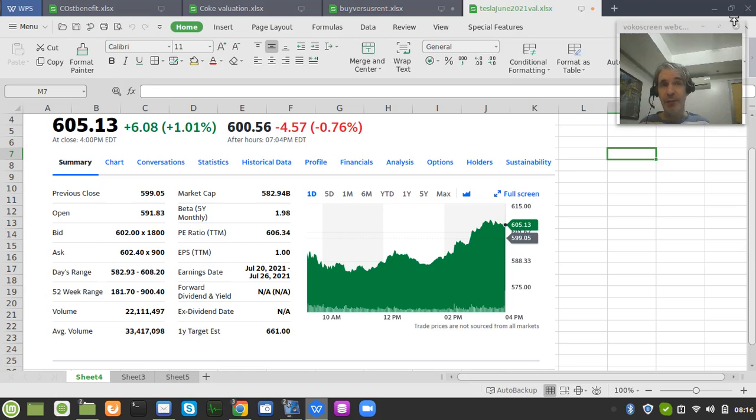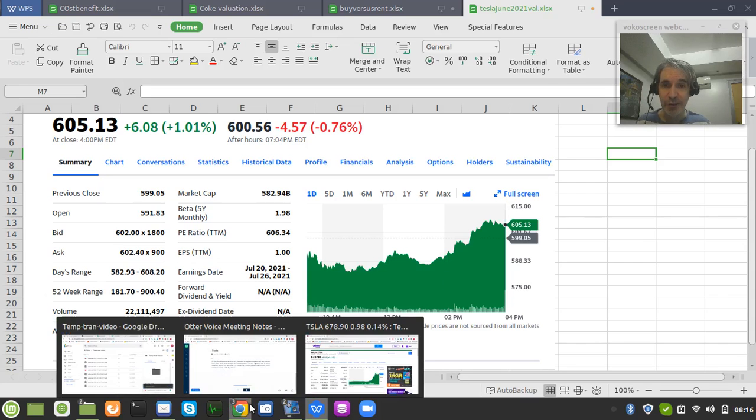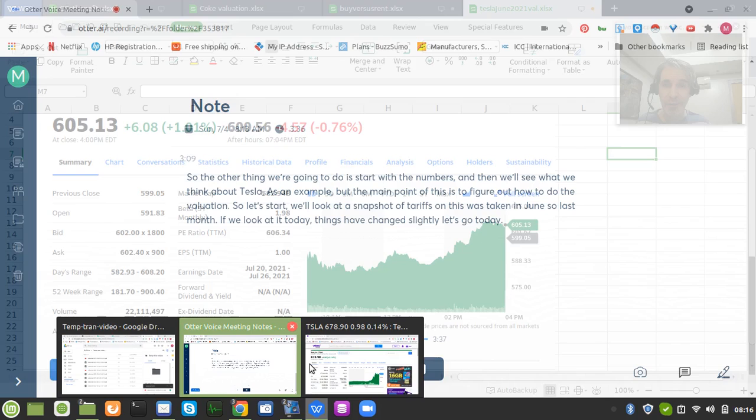The other thing we're going to do is start with the numbers and then we'll see what we think about Tesla as an example. But the main point of this is to figure out how to do the valuation. So let's start. We'll look at a snapshot of Tesla. Now, this was taken in June, so last month. If we look at it today, things have changed slightly. Let's go today to the Tesla figure.